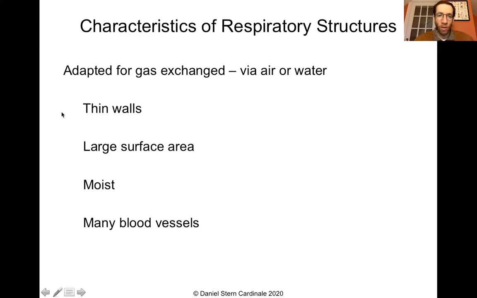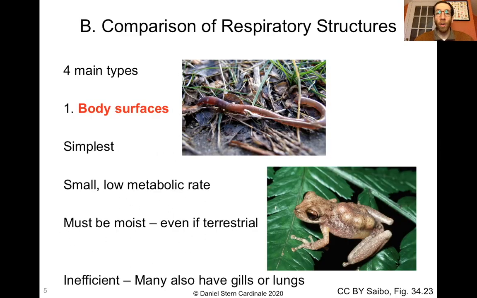They have thin walls, they have a very large surface area, because if you increase the surface area, you increase the rate of diffusion, therefore exchange. They have to be moist because, again, we're adapted to live in an aqueous environment, so all of our processes have to occur in a moist environment, so the exchange surfaces have to be moist, even if you live on land. And if you have a circulatory system, there are going to be lots of blood vessels associated with those exchange structures. We're going to compare different respiratory structures, and we're going to look at 4 different specific structures.